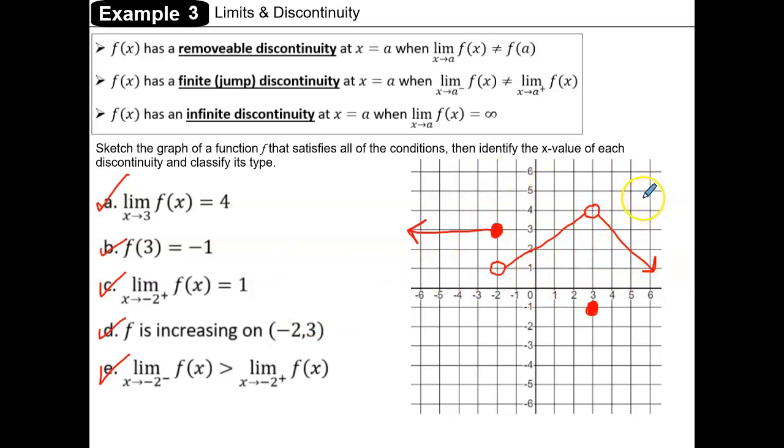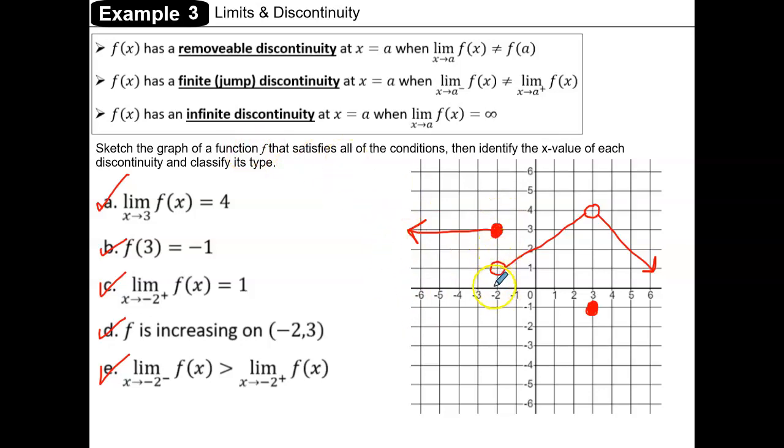Okay, now this is not the only solution by far. There are infinitely many ways you could create a piecewise function that would meet these criteria. You just want to make sure first that you met all the criteria that were listed and that your graph, whatever you created, passes the vertical line test because it has to be a function. So now that we have sketched a graph that meets the conditions, next we want to identify the x value of each discontinuity and classify its type.